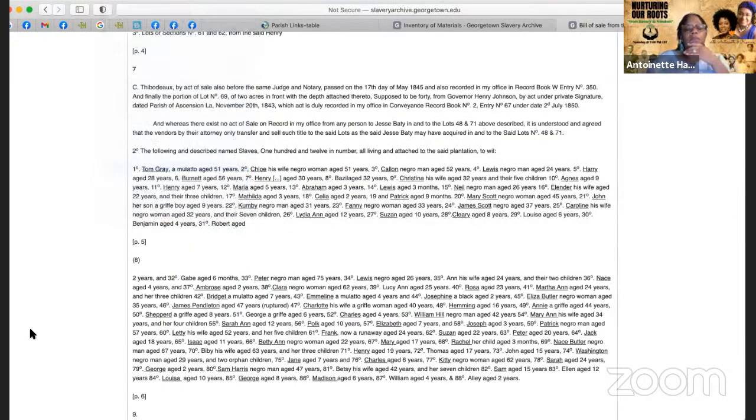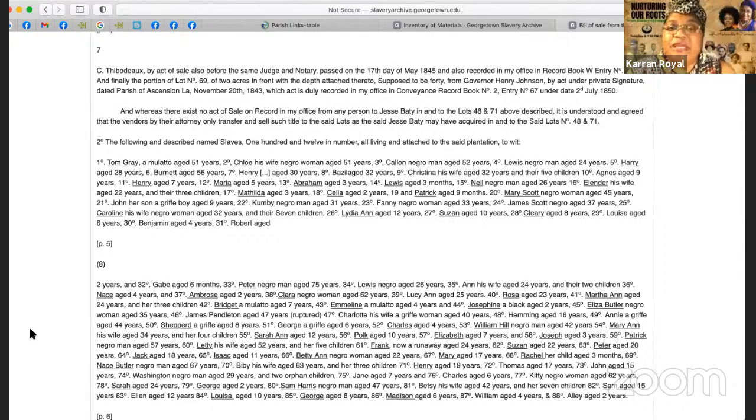Yes, number 8, it lists some of the enslaved people by name, and where you see what looks like a little degree symbol, that's just them counting number 32, number 33, number 34, and so on. And so as I was looking through this, I get to number 59, Patrick, a Negro man, age 57 years old. Number 60, Letty, his wife, age 52 years old, and her 5 children. Well, she had more children than that when they were sold here in 1838. And then I see number 61, Frank, now a runaway, age 24 years old.